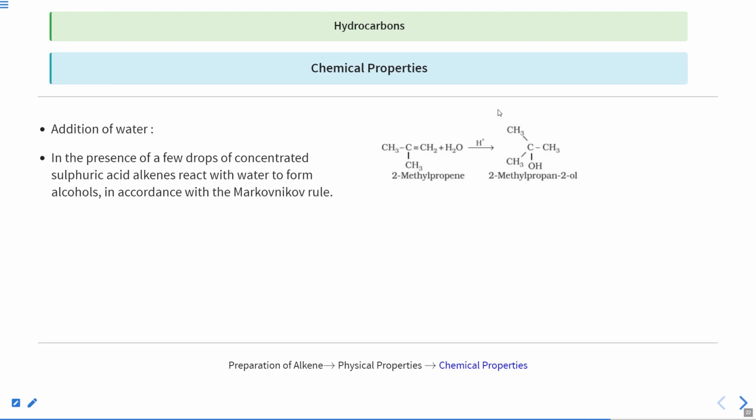Next is addition of water. Addition of water is also in accordance with the Markovnikov rule. You can see here that H2O has 2 parts, OH and H. So where is OH going? To the carbon which has the lesser number of hydrogen. So this carbon has the lesser number of hydrogen, so OH is going here, and the H is going here. Again, this is in accordance with the Markovnikov rule.